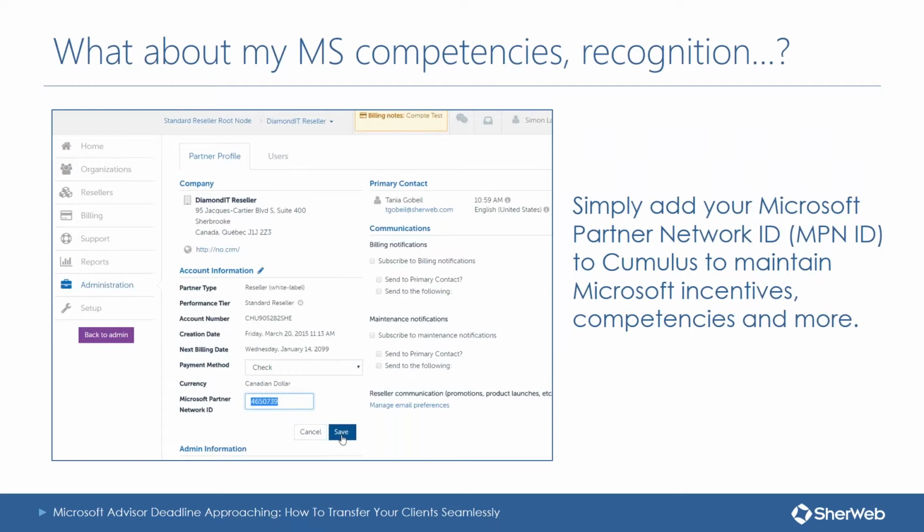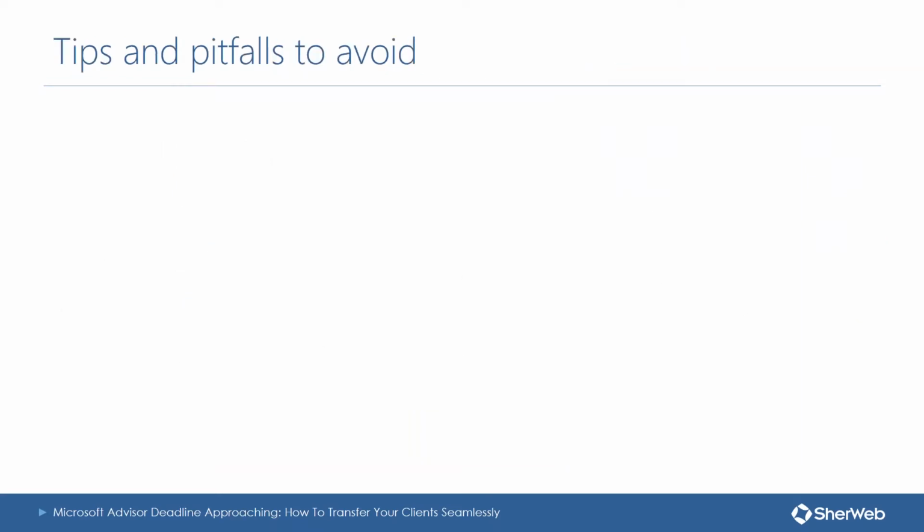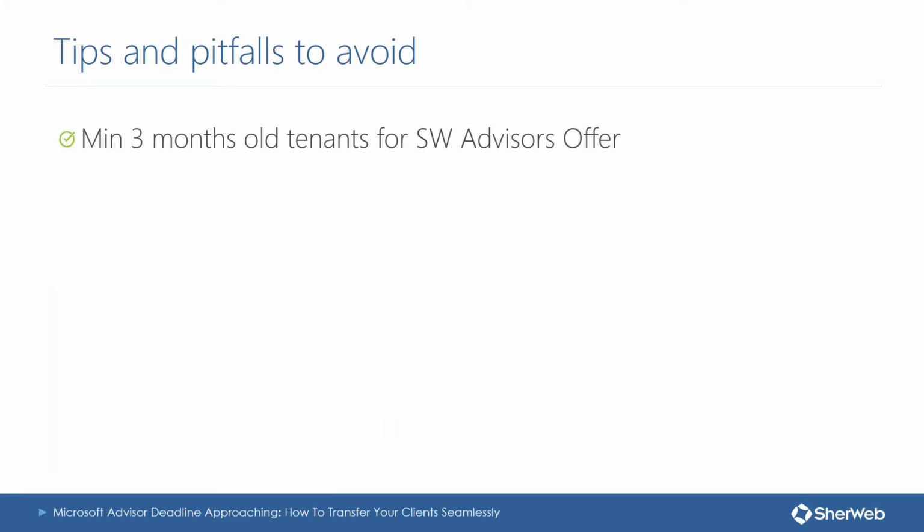And then of course, tips and pitfalls to avoid. One thing that, through a lot of trial and error, we found out is that to be able to do a successful CSP transfer, the licenses have to have been added in the Microsoft portal for at least 3 months. So you can't just add a new license today in the Microsoft portal and then say, hey, I'll switch it to SherWeb. The best way is actually to go to SherWeb first and add the license. But if you've already added a license today, you'll have to wait 3 months before we're able to make the switch. This is obviously a requirement set by Microsoft.